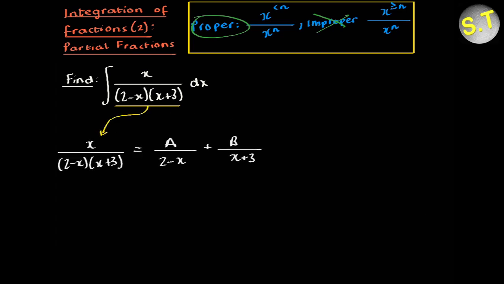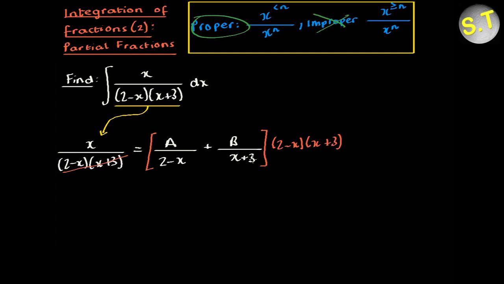So as we saw earlier, we now have that x over (2 minus x) times (x plus 3) is equal to some unknown constant a divided by 2 minus x, plus some unknown constant b over x plus 3. So for us to simplify this further, we need to multiply both sides of this equation by the denominator given here. And when we multiply this out, we'll find that this 2 minus x value here will cancel with this one, so we'll be left with a times (x plus 3).